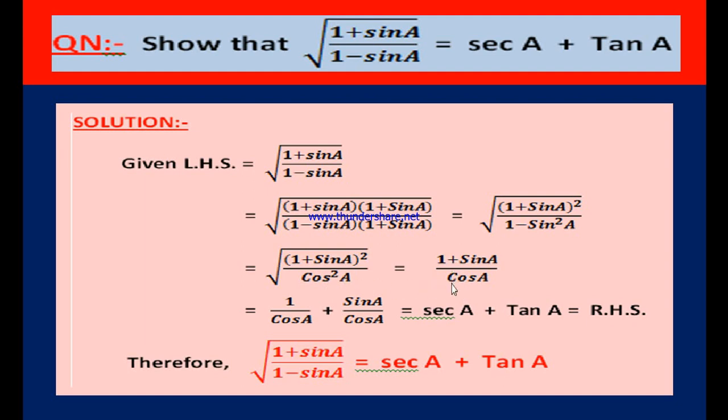Now let us divide this into two fractions, 1 by cos A plus sin A by cos A. 1 by cos A is secant A, sin A by cos A is tan A. This is equal to RHS. Therefore, we proved that root over (1 plus sin A) by (1 minus sin A) is equal to secant A plus tan A.